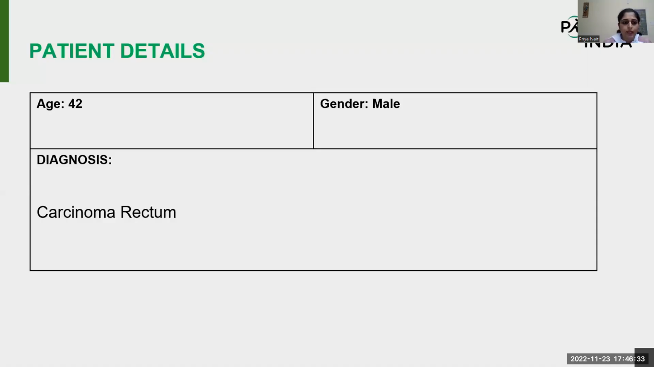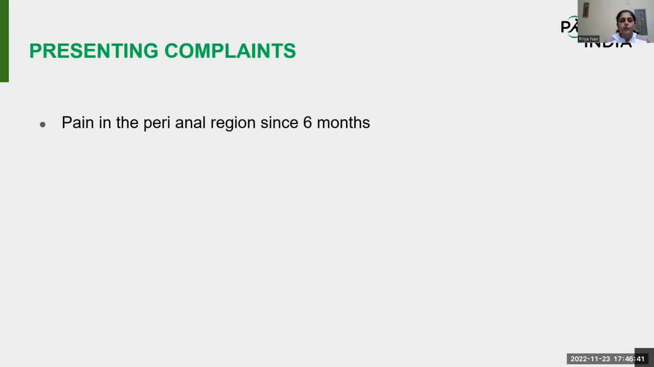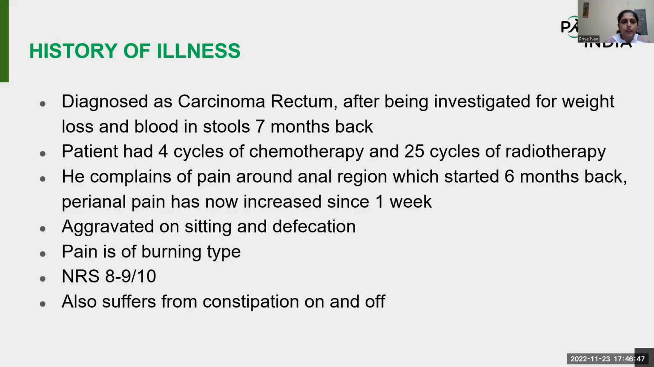So this was one of the scenarios. This is a 42-year-old patient who presented to our hospital with carcinoma rectum. The patient complained of pain in the perianal region since the past 6 months. The patient was diagnosed as a known case of carcinoma rectum after being thoroughly investigated for weight loss and blood in the stool 7 months back.